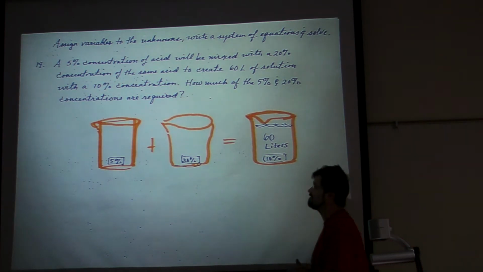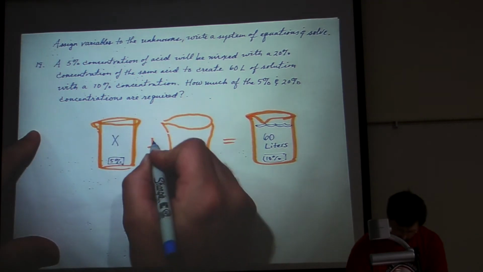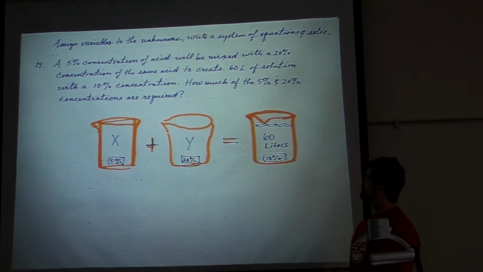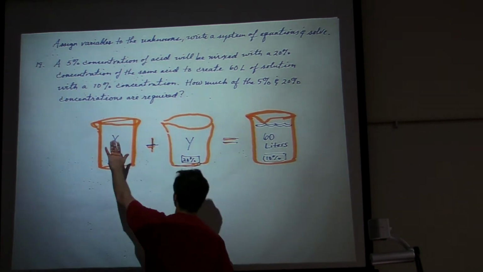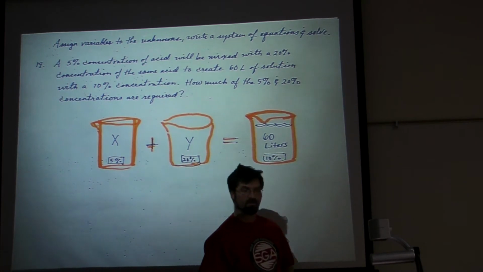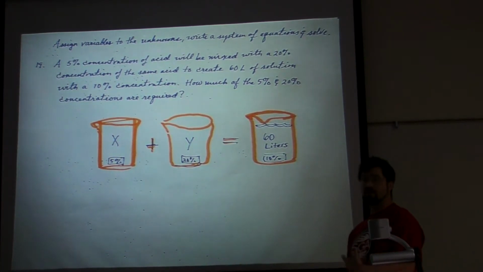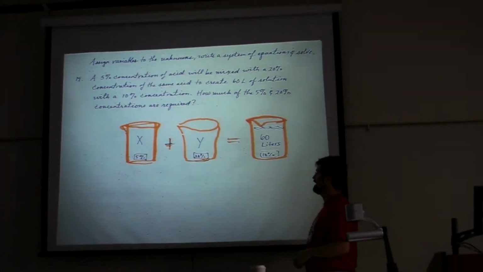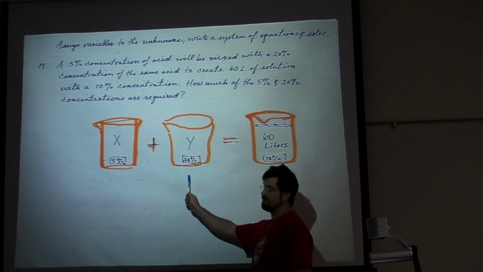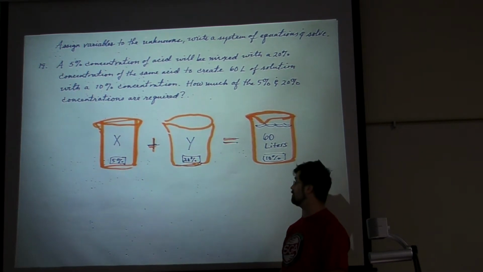Well, that means our first equation in the system is x plus y equals 60, because the volume we start with plus the volume added has to add up to 60. Your second equation comes from how much acid is in here plus how much acid is in there has to equal how much acid will be in the final result.